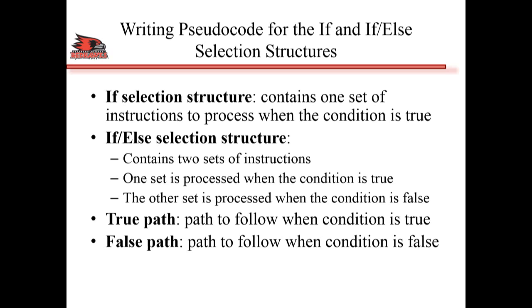The if selection structure only consists of one set of instructions to process when the condition is true. The if else selection structure contains two sets of instructions, so it tries to cover all the possibilities. If something happens, do this, otherwise do that. However, in the if selection, there's no otherwise. Only if this happens, do this; otherwise technically you don't have to do anything. But in the if else, you have to do something else also.